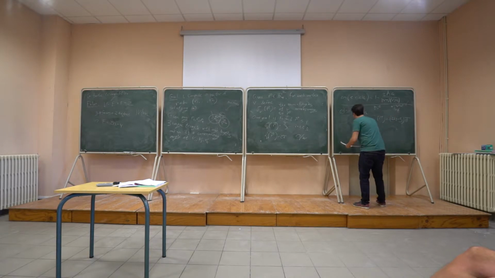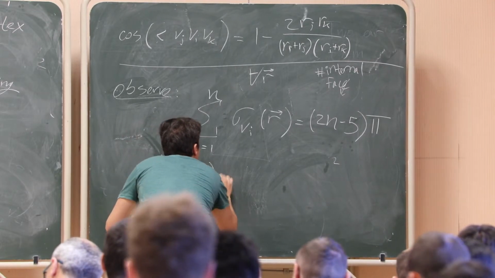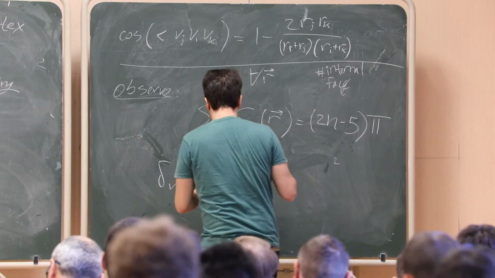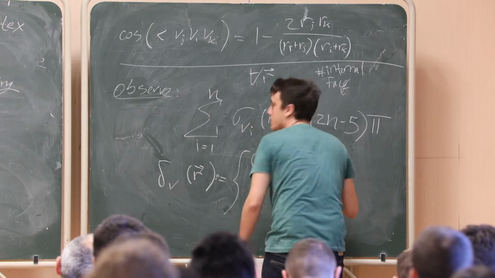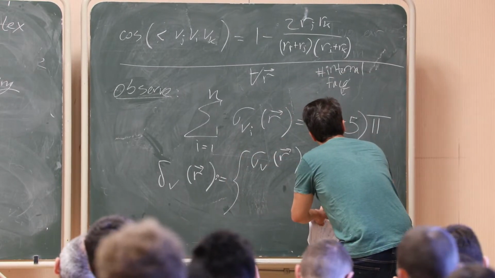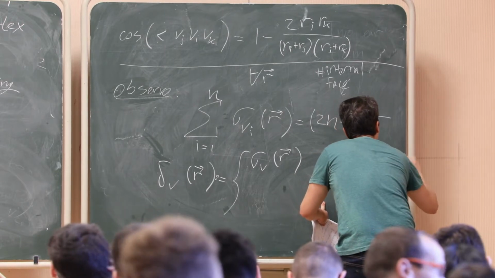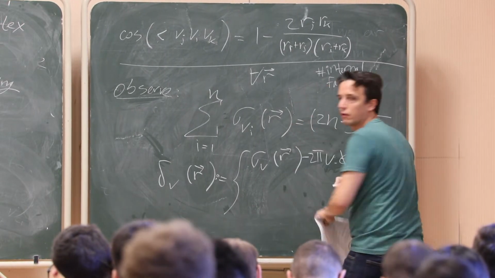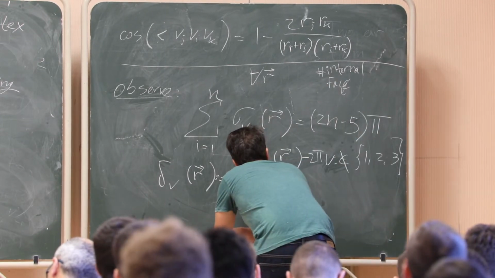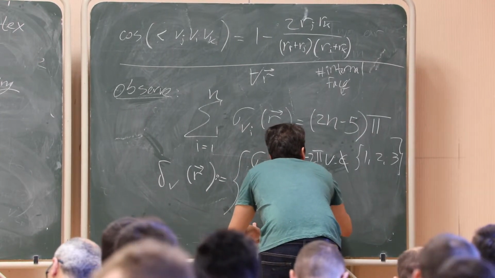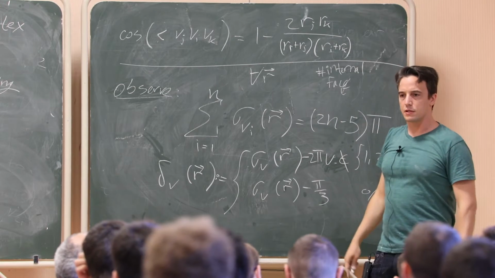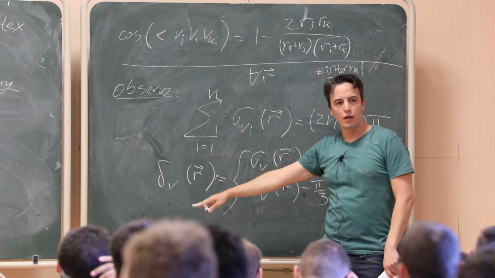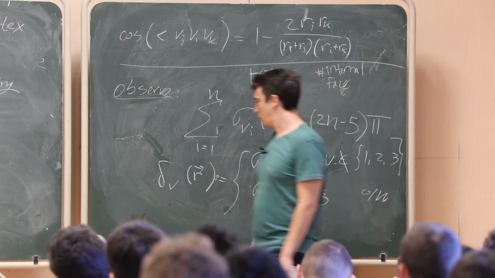Okay, so let's define delta VR. This is a definition. This is going to be sigma VR minus 2 pi when V is an inside vertex, so V not in 1, 2, 3. And sigma VR minus pi over 3 when V is one of the 3 outside vertices. So my goal is now to find a vector of radii where all of these are 0.